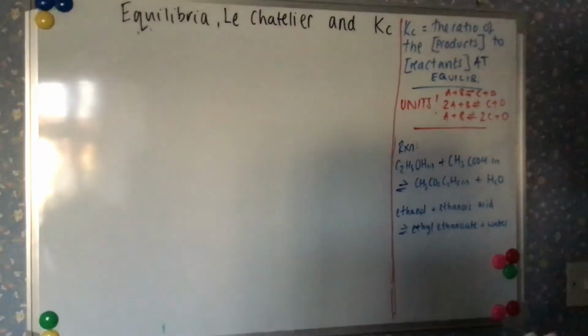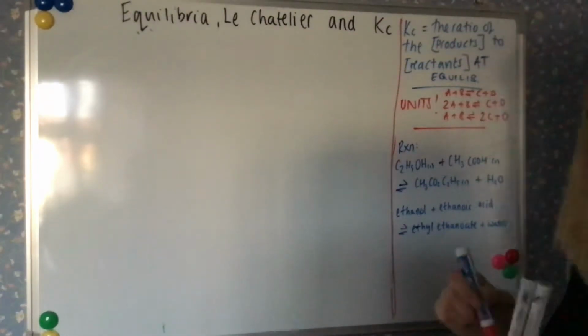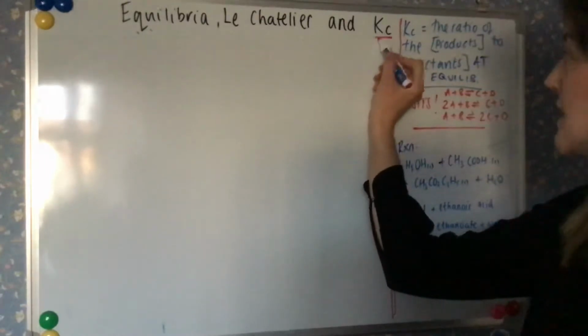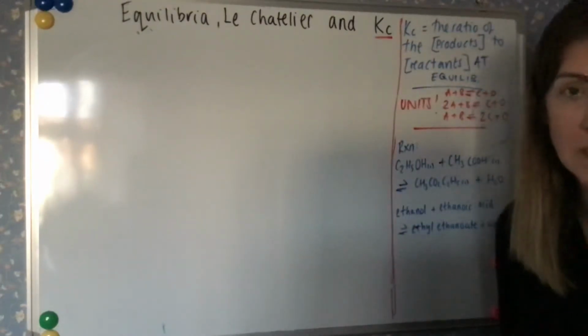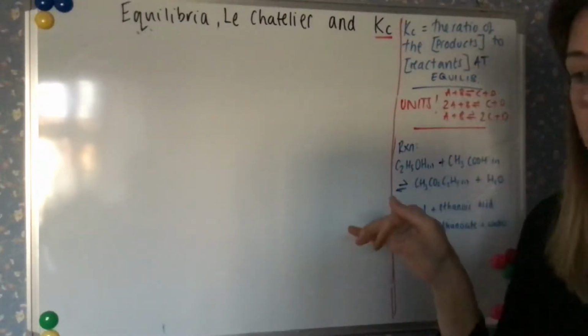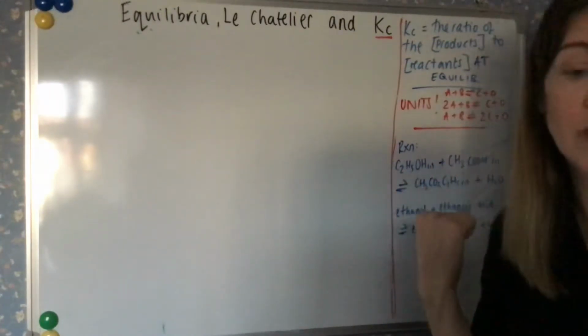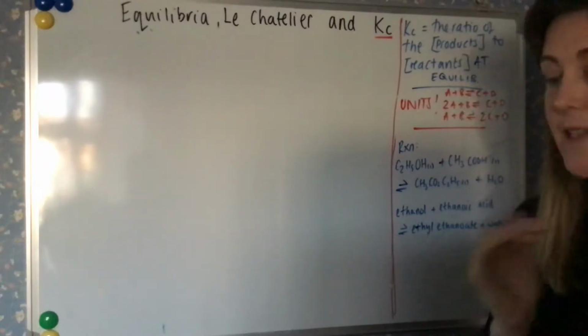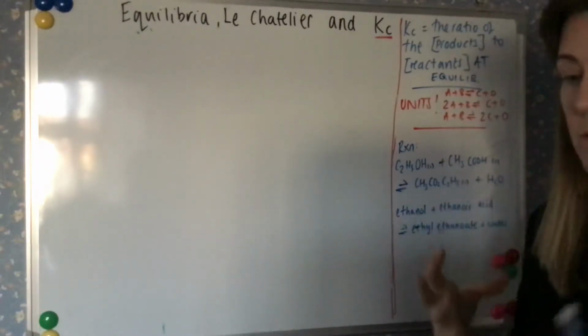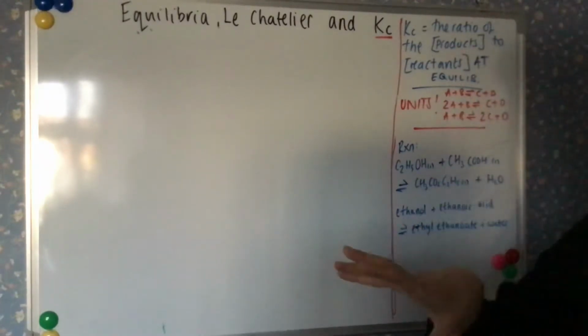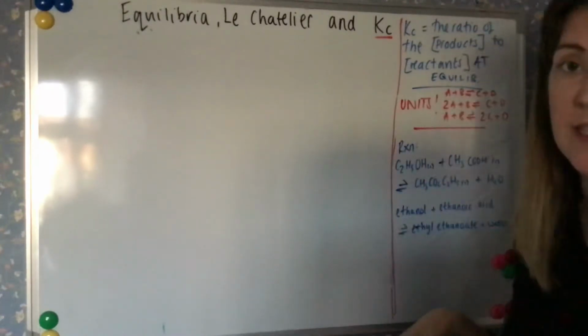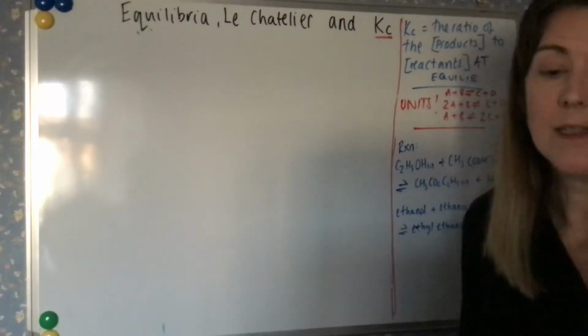Okay, hi again. So in this video I'm going to start talking to you about Kc, which is the equilibrium constant. I'll probably do a couple of videos on this because there are a few different calculations that you need to be able to do. For those of you who aren't as happy with the maths bit of chemistry, I want to make sure that you've got an explanation of how we're calculating all of those things.